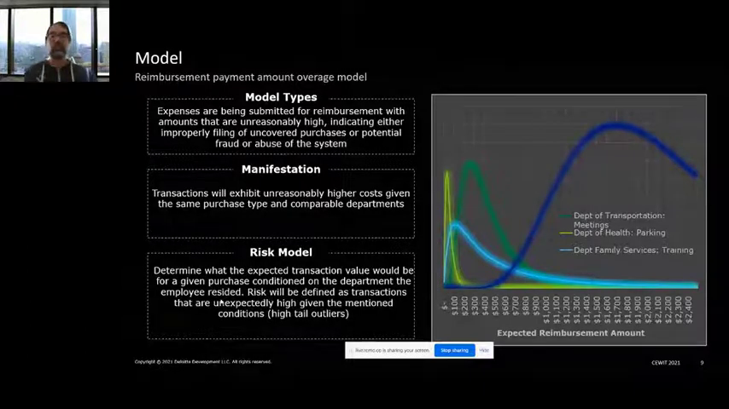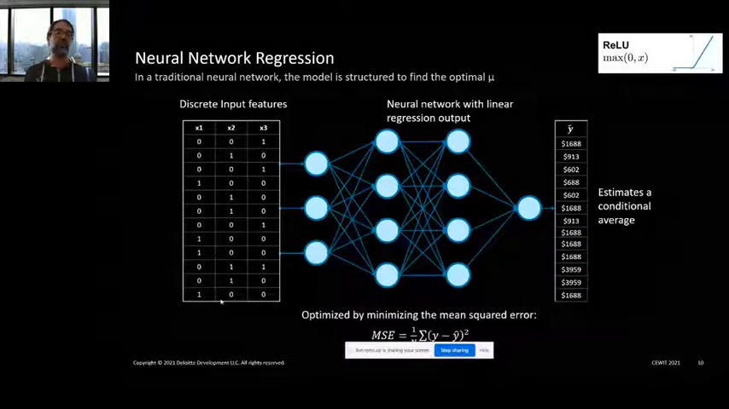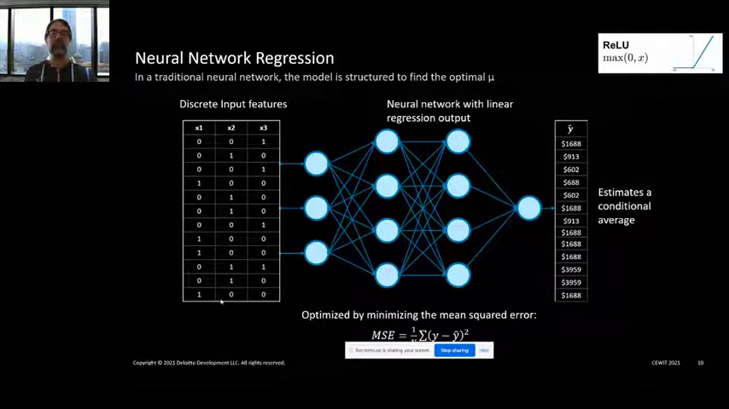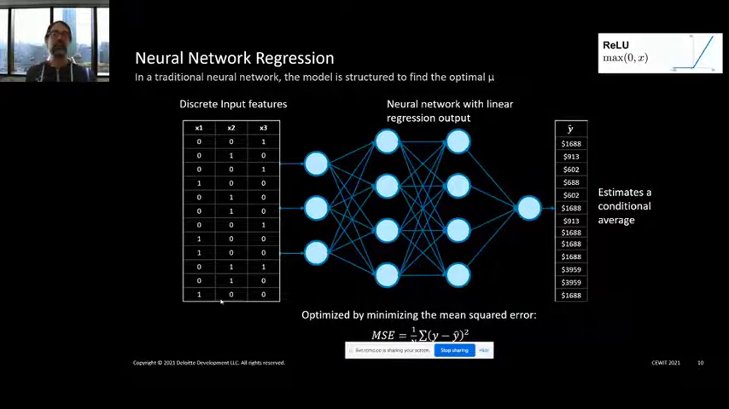Now to take this a step further, we could take our input features and model a regression model. It doesn't have to be a neural network, but in this case, I'm giving an example of a neural network. The neural network is going to output a single estimate of what it thinks the expenditure is going to be, given these inputs. You can think of this as essentially the conditional average, or conditional mu. And you can, of course, optimize this using mean squared error and get a conditional mu.